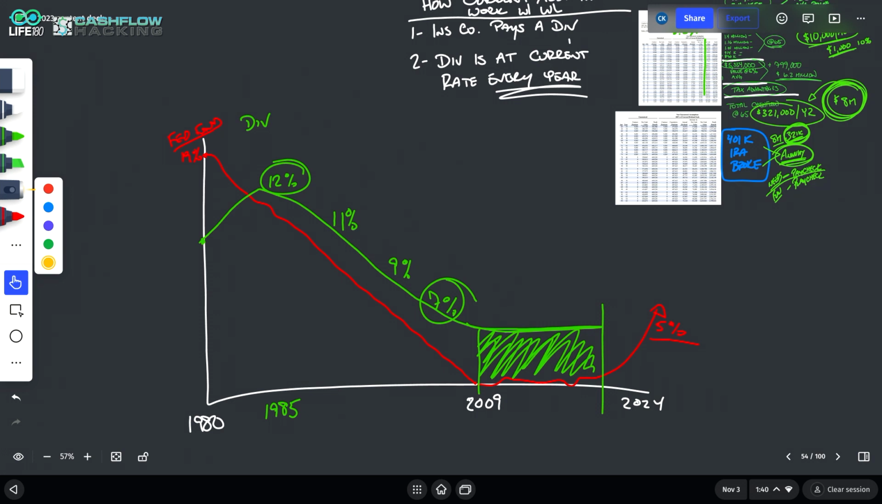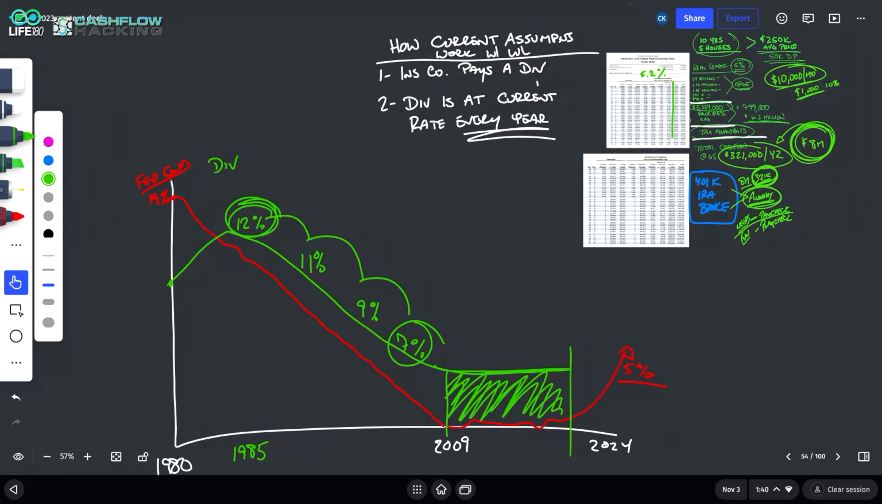And this is where whole life built that bad reputation. There were a lot of people that sold them based on 12 and 11%. Now if you sold it at 12% and then 3 or 4 years from then it went to 11, then it went to 9, then it went to 7, it's not that the company wasn't paying a dividend, because they were paying this dividend every single year, but they were paying it at current rates, right? And the projection was saying, hey, we're going to project it at this 12% every year.